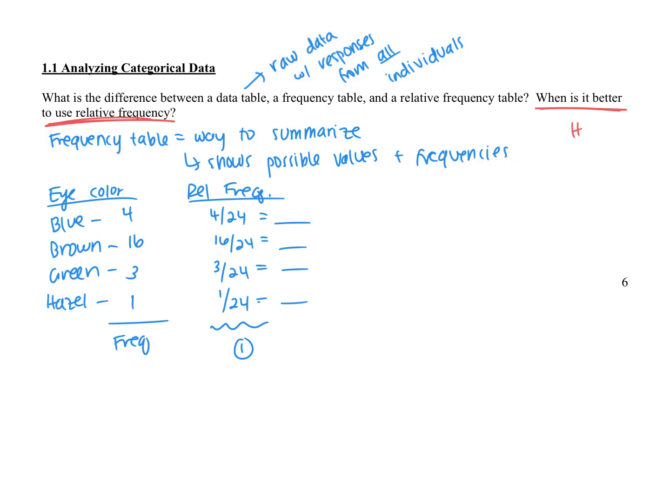You have to use relative frequency when you are comparing different groups. So if I wanted to look at eye color between my first block class and my second block class, I would have to use relative frequency. You are 2 different groups. That makes sense, because relative frequency, it's relative to something else.